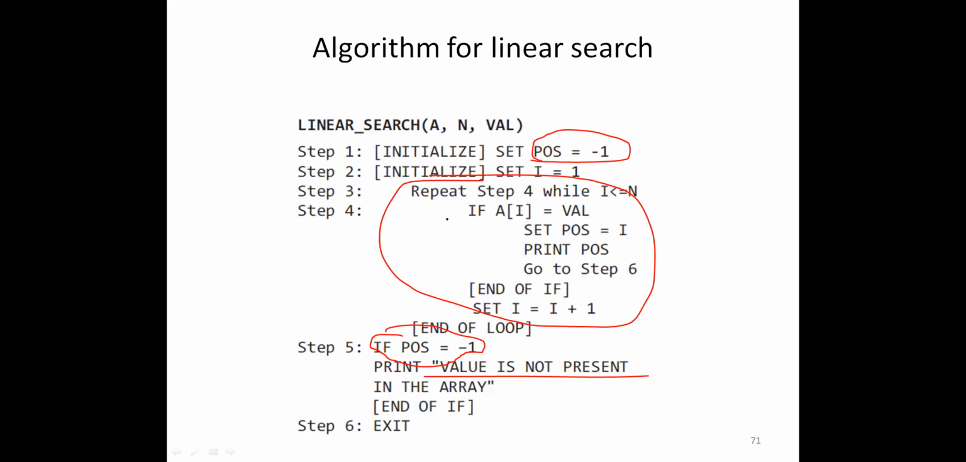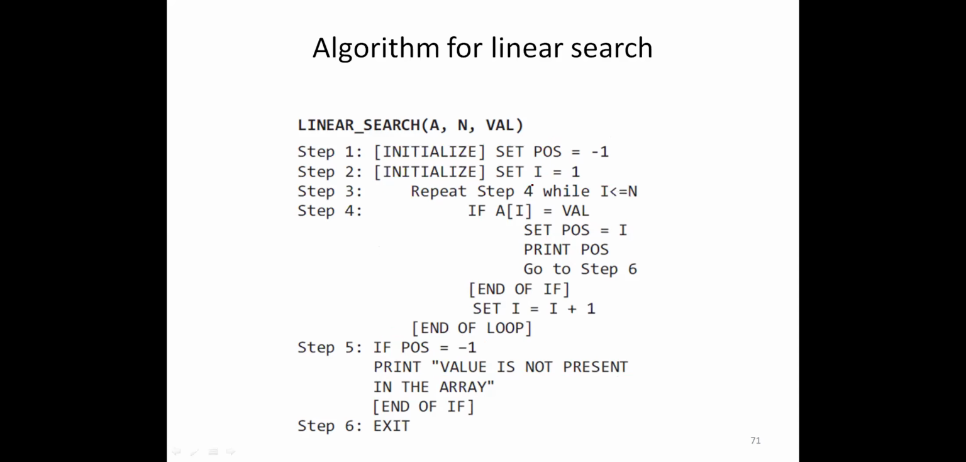You can use either a for loop or a while loop. You are going to increment the index from 0 to n minus 1. Initially I'm setting index I equal to 1. Instead of 0 we are setting I equal to 1. You can set I equal to 0 also, but in this algorithm they set it as 1. So I will go from 1 to n. Suppose you have 10 elements, so I will go from 1 to 10.